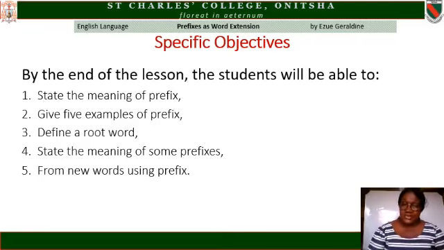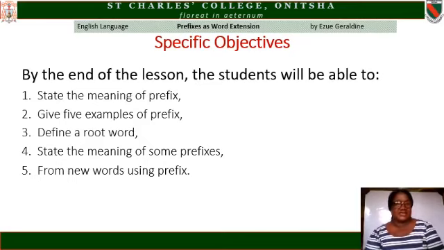But before then, you have to listen attentively because at the end of the lesson, you'll be able to tell me the following. 1. State the meaning of prefix. 2. Give 5 examples at least of prefix. 3. Define a root word. 4. State the meaning of some prefixes. And 5. Form new words using prefixes.